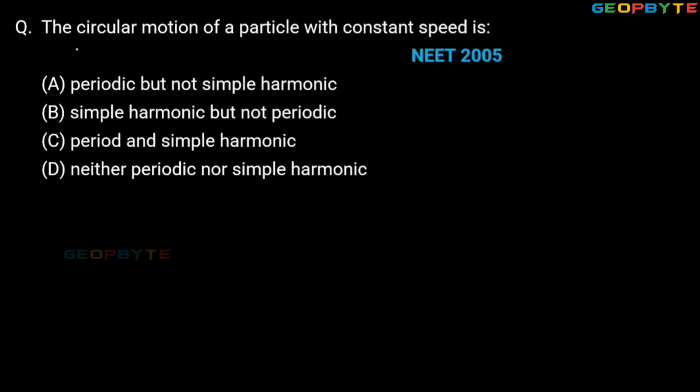It is asking like this. The circular motion of a particle with constant speed is, look at the options: A, periodic but not simple harmonic motion. B, simple harmonic motion but not periodic. Option C, periodic and simple harmonic motion. D, neither periodic nor simple harmonic. Dear friends, remember the circular motion of a particle with constant speed is always periodic but not simple harmonic motion. Therefore, option A is absolutely correct. Understood clearly? This is a very important problem.